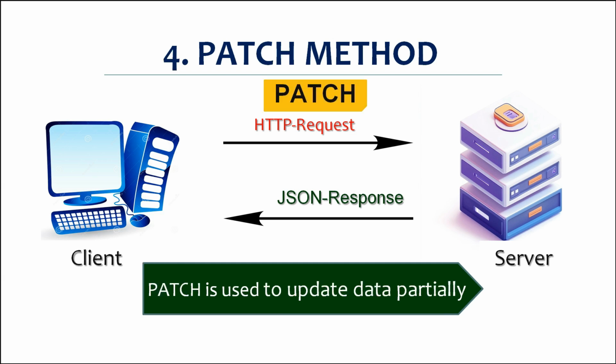Next one, patch method. The HTTP patch method is used to partially update the resource. For example, we can update only user email ID. By using put method, we can update entire user object. But using patch method, we can update required fields only. The main difference between put and patch is put will update entire object. But coming to patch method, it will update required fields.